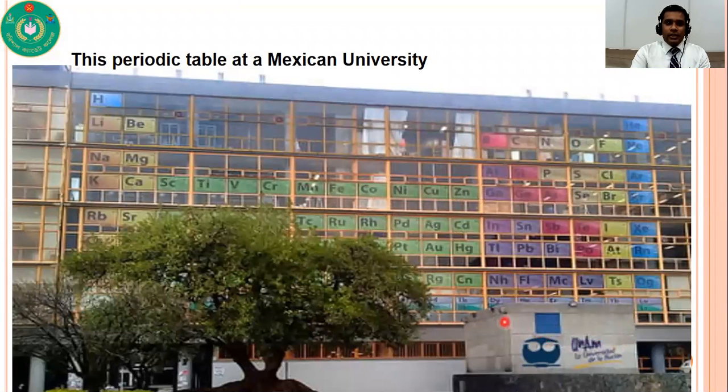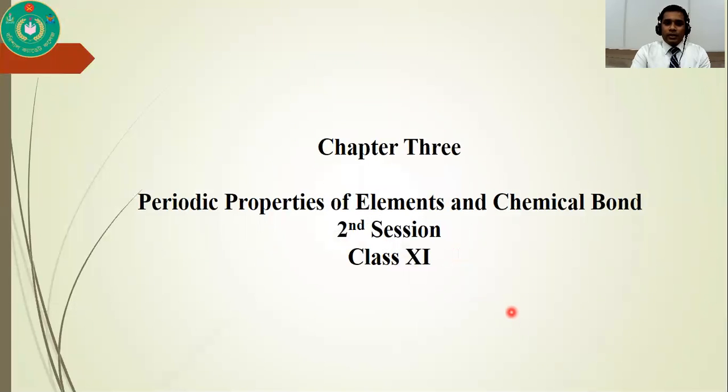So you can see a periodic table designed at Mexican University. By seeing this picture, I think you understand today's topic. Yes. Today I discuss periodic properties of elements and chemical bond. This is my second session for class 11.